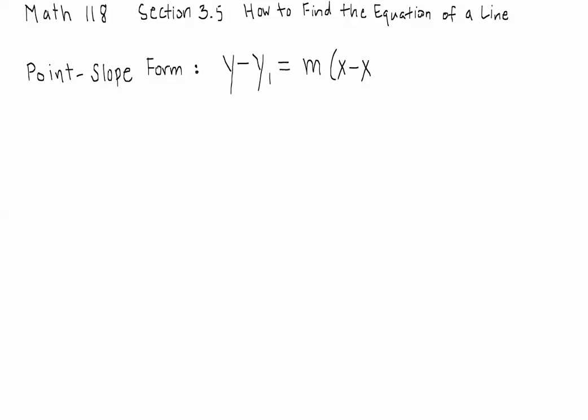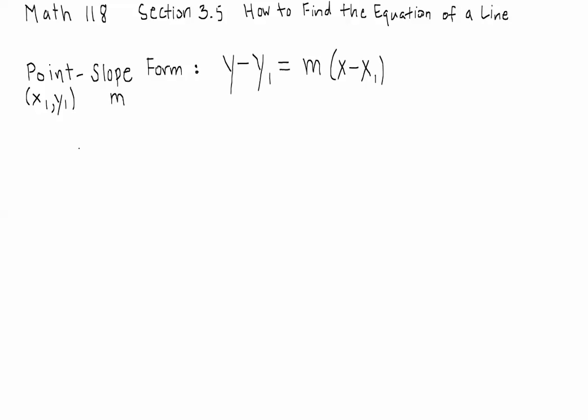In order to find the equation of the line, then, you have to know the coordinates of the point. They're labeled x1, y1, but you could just call them x, y if you'd rather. And you need to know the slope. So regardless of what type of problem they give you, always be looking for the point and the slope. Once you have that information, you can plug it into the formula and find the equation of the line.